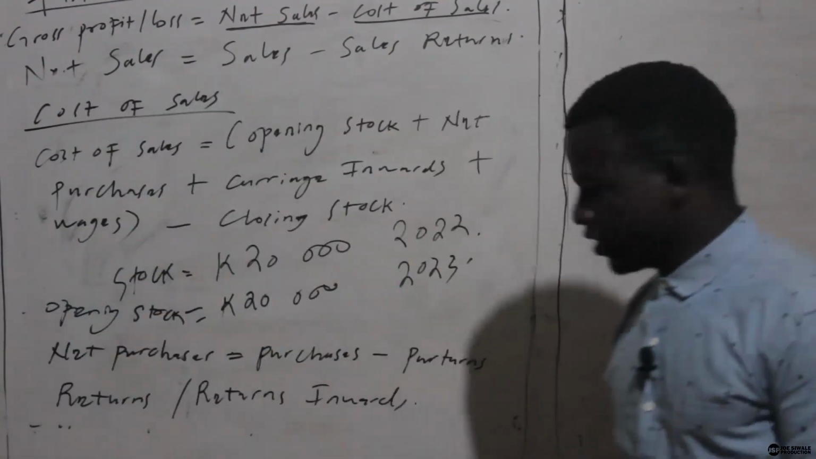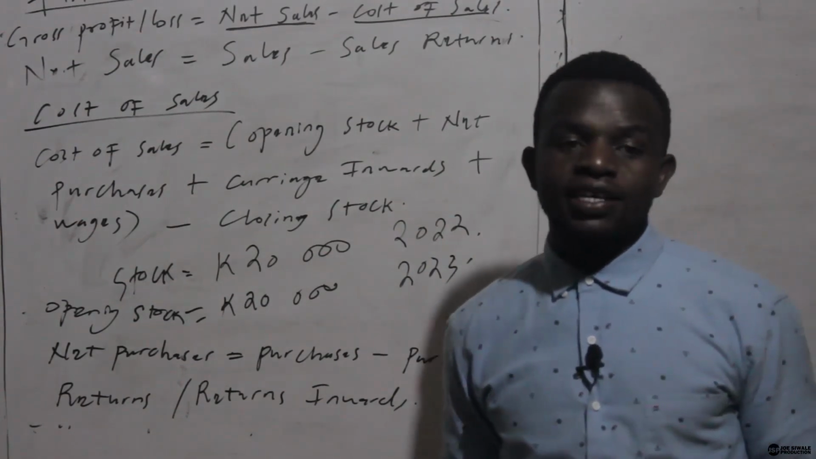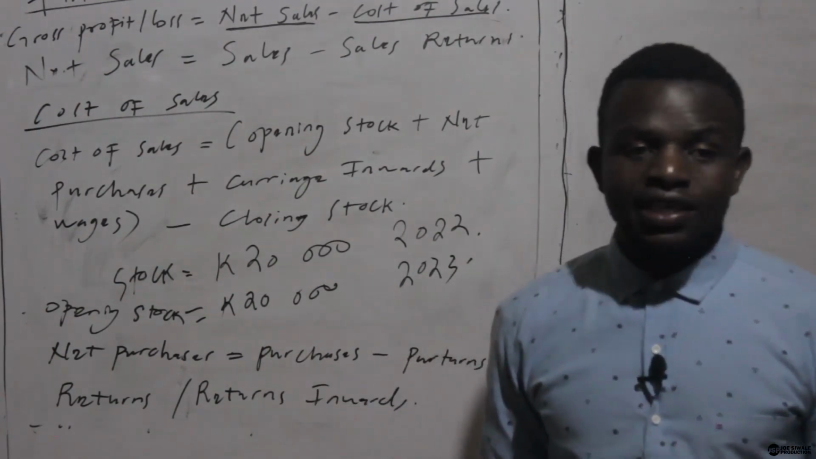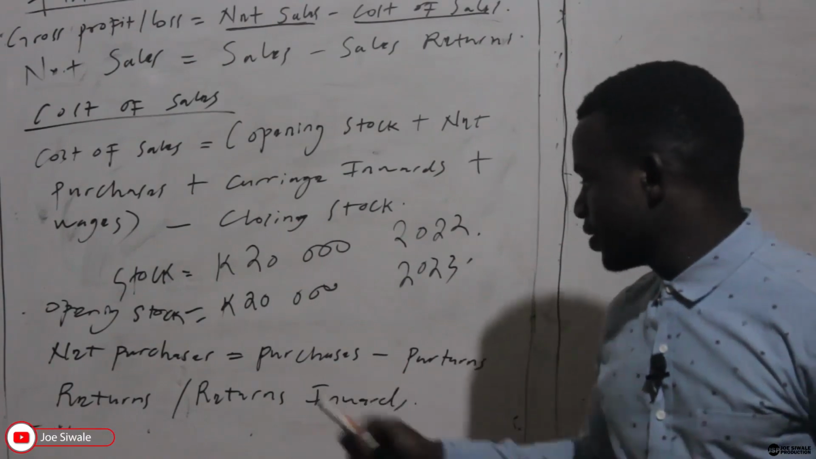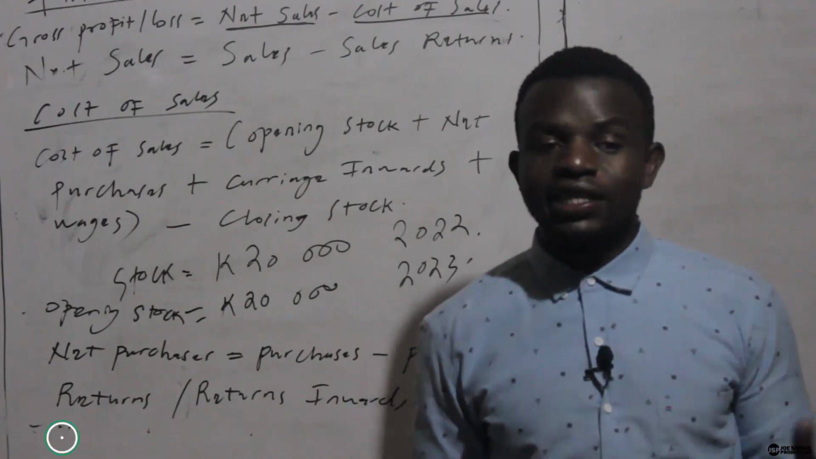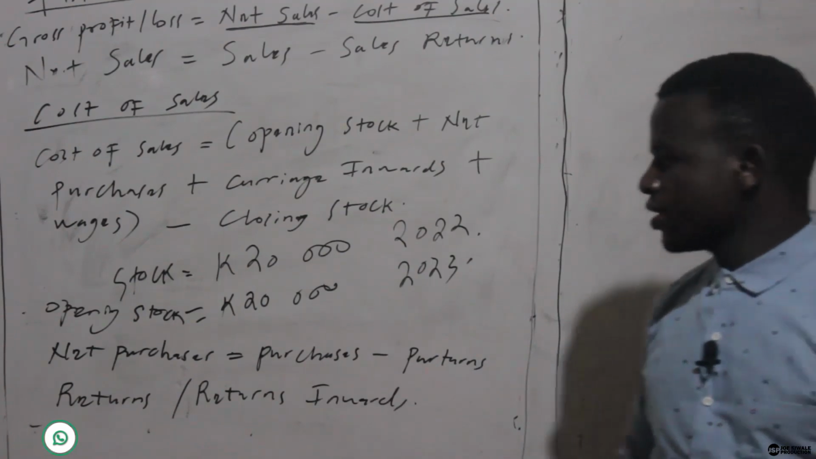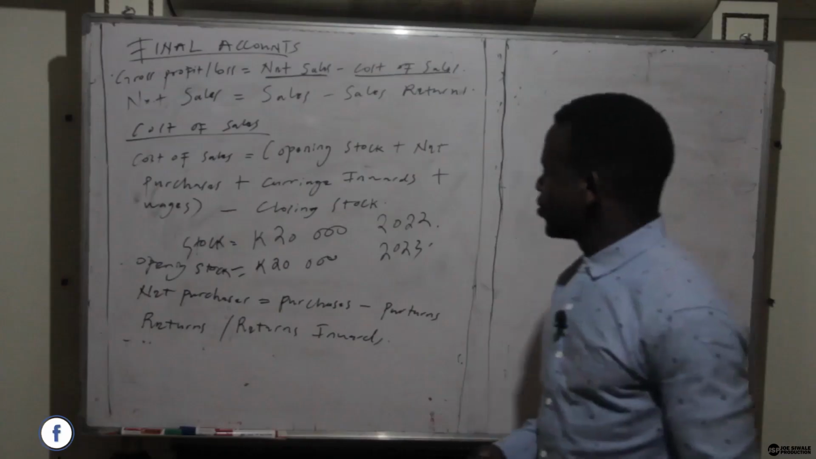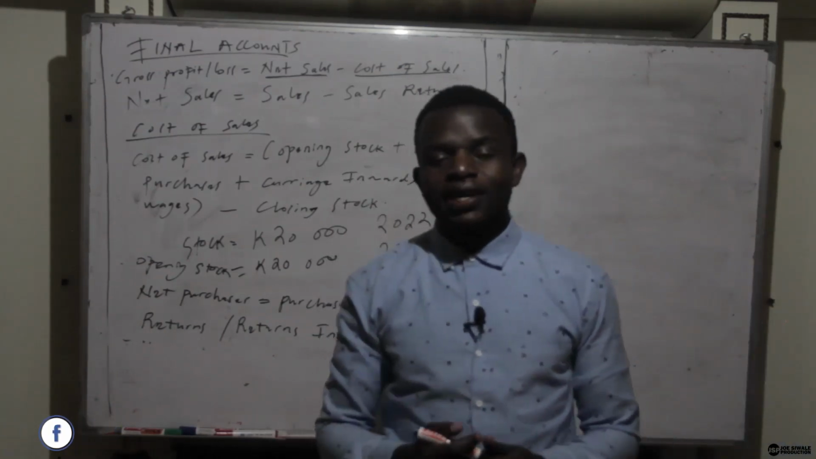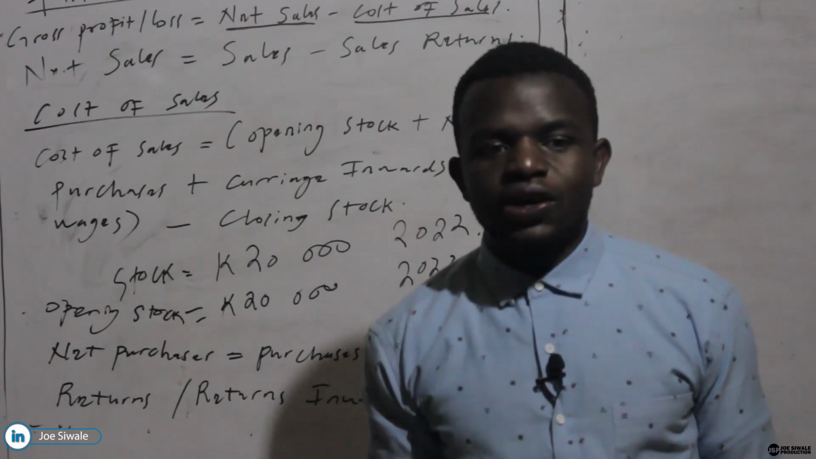For the purchases, this is the value of goods that the business buys for resale, with the intention of reselling. Then for the purchases returns, this is the value of goods that is returned to the suppliers. So when we say purchases minus purchases returns, we find the net purchases. So let us now look at carriage inwards. Carriage inwards is the amount of money that is spent on transporting or bringing the purchased goods into the business. And I'll give an example.